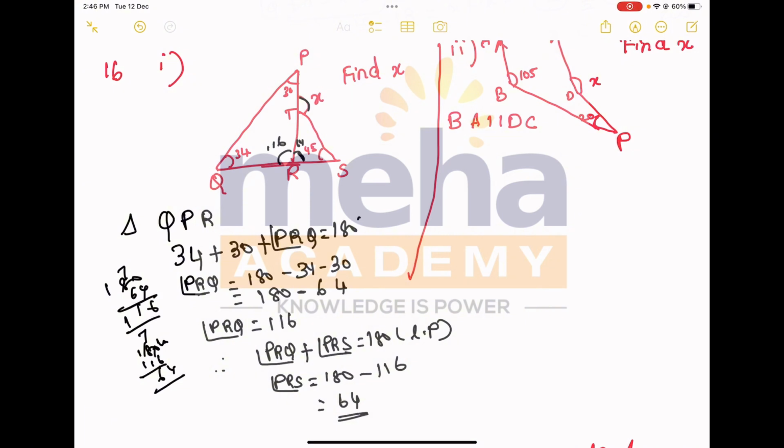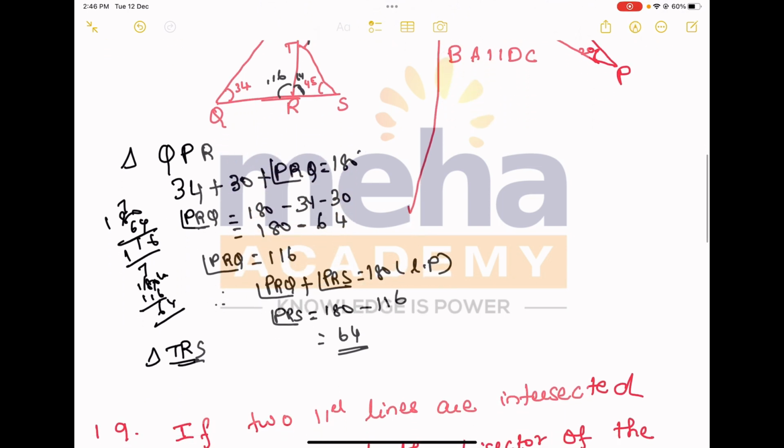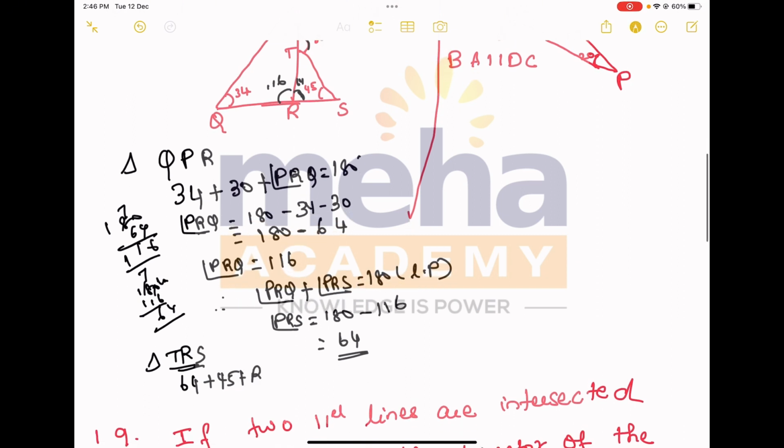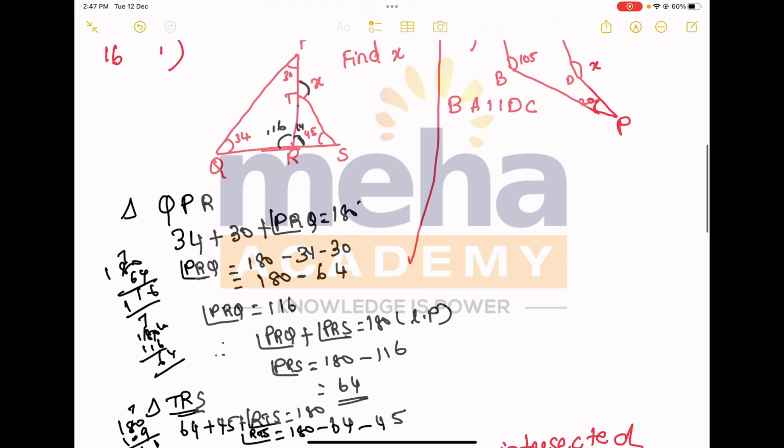So now let us take triangle TRS. In triangle TRS, we have 64 plus 45 plus angle RTS is equal to 180. So angle RTS is equal to 180 minus 64 minus 45, so 180 minus 109, since 64 plus 45 is 109. That gives 71. So this angle is 71.